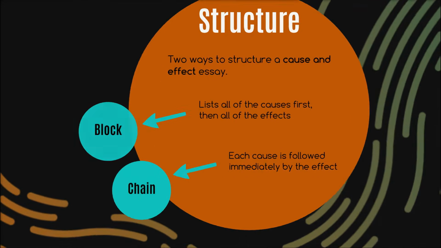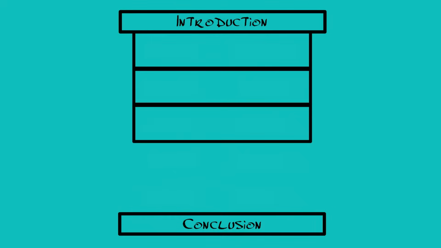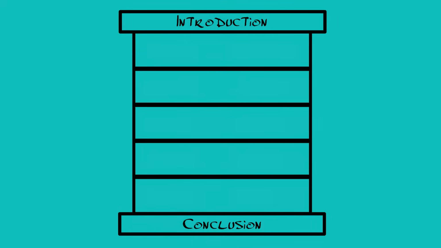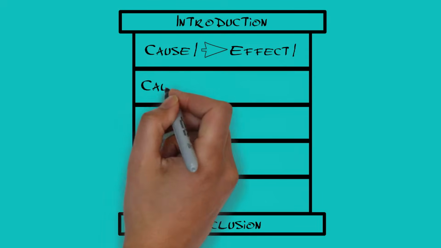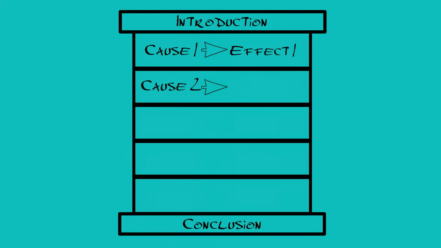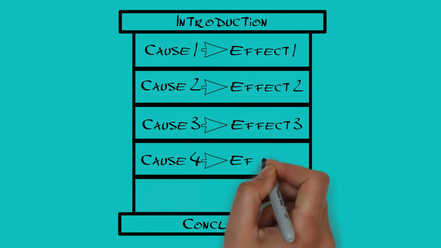So next, the chain structure. What does this look like? Well, as with any essay, we need an introduction at the start and a conclusion at the end. Remember, this essay has each cause followed immediately by the effects. So this means cause 1 first, and then the effect of cause 1. Then the second cause, and the effect or effects of the second cause. Then the third cause, followed by its effects. Then the next cause, and the next one, and so on.